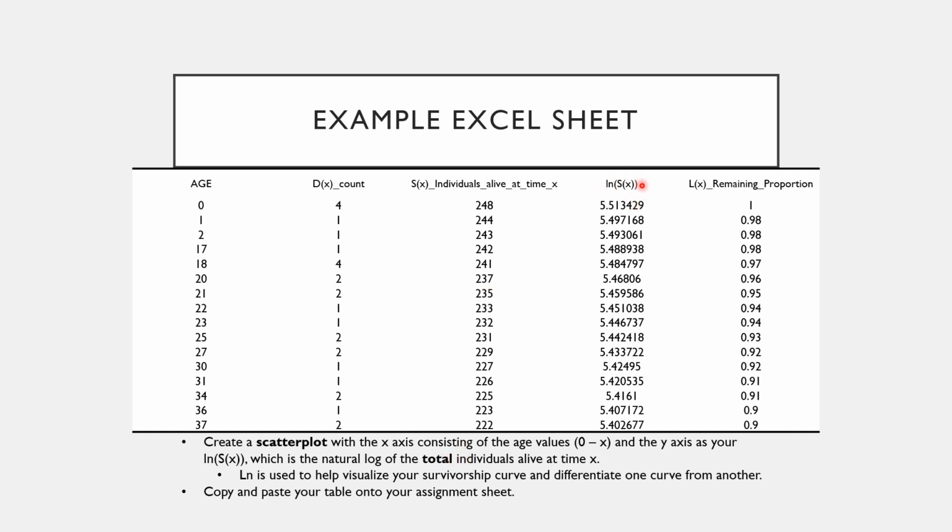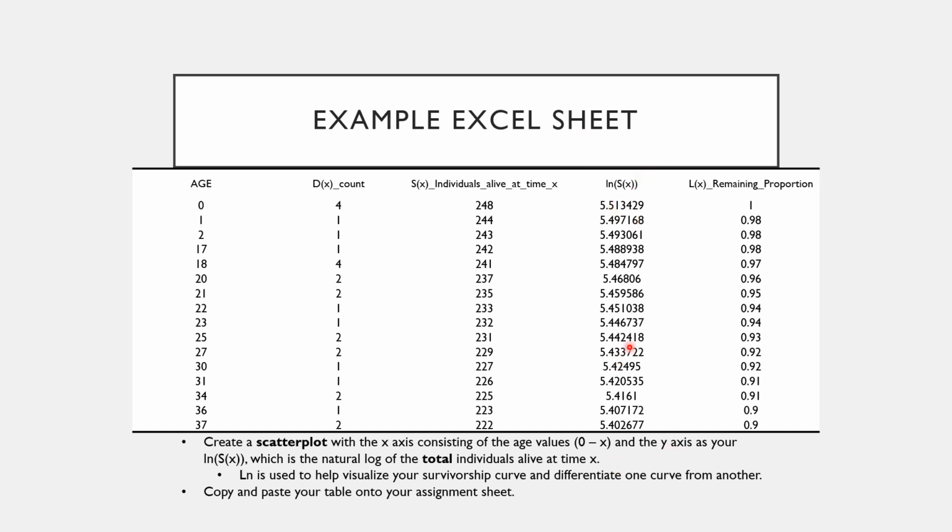And for your natural log, obviously you're going to take the natural log of this value here. So, take the natural log of 248. This is the value that I got. And on Excel, it's really easy to just click on your cell and pull that down, copy that function for all of your S of x values, and you'll get a really nice natural log of S of x column already complete for you.